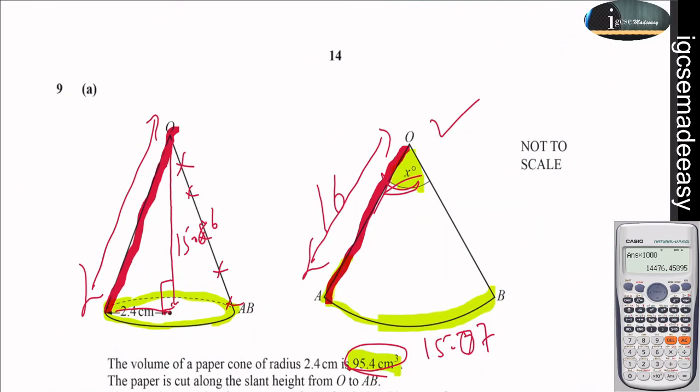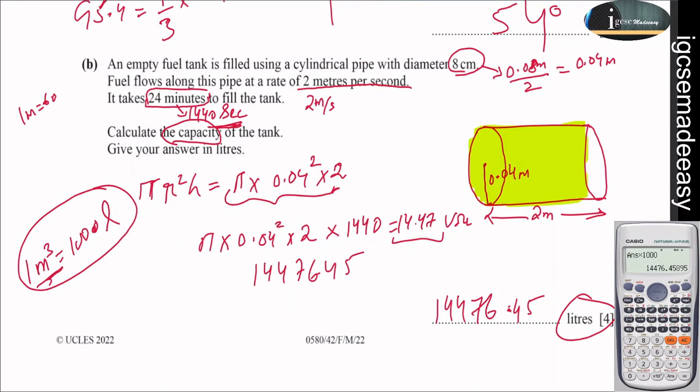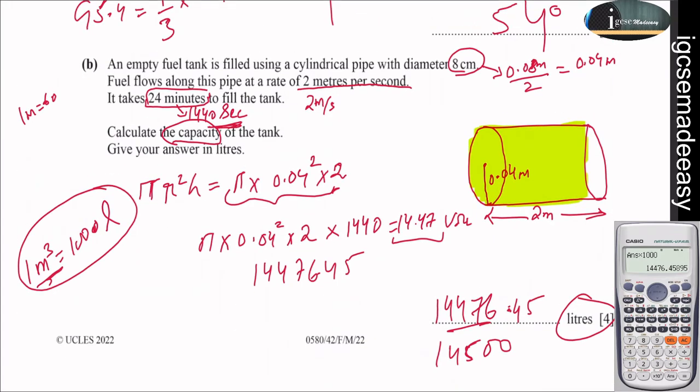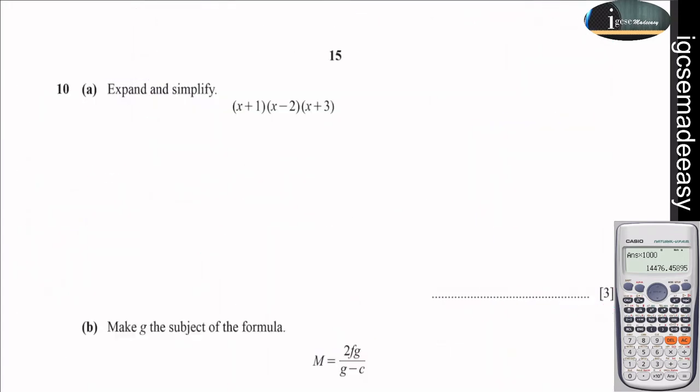So let's do the next question. If we are rounding it off to 3 decimals, then it will become 14,500 liter. Okay, so now let's move on to the next question.